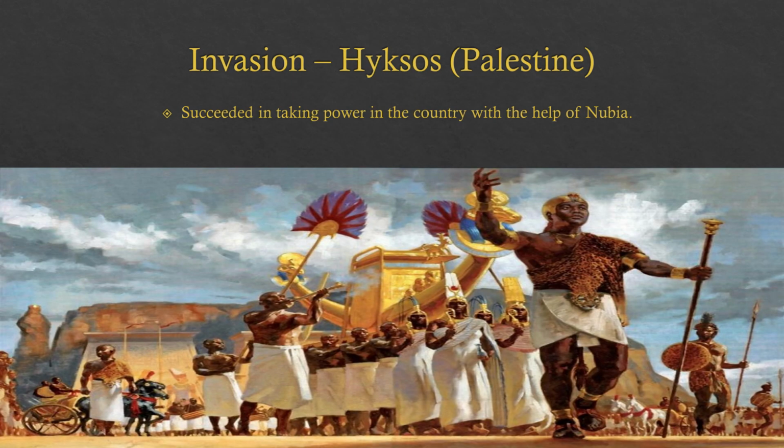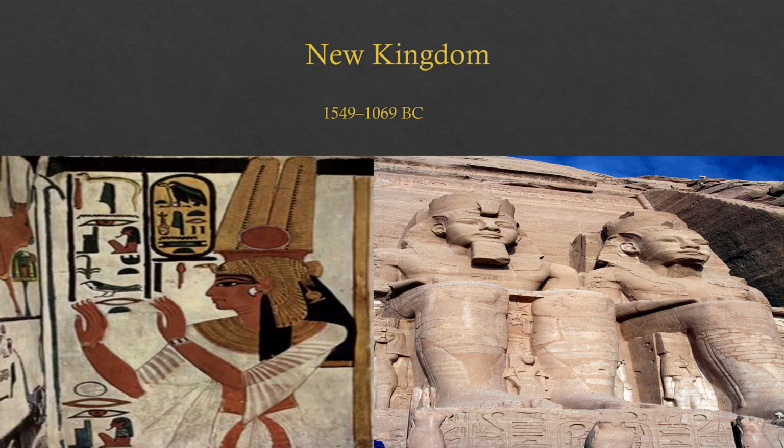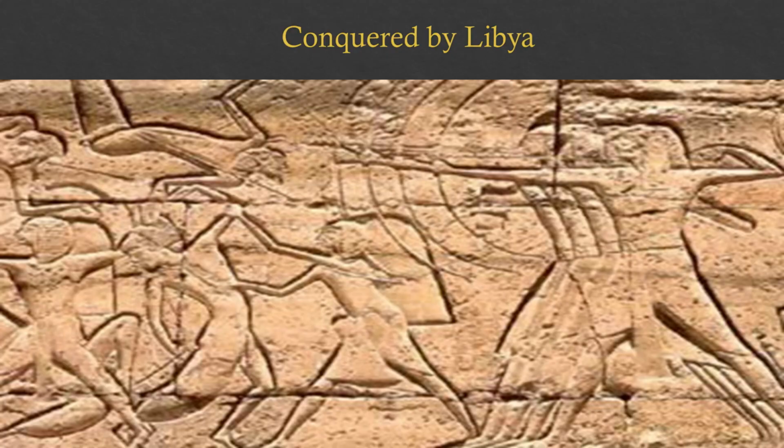But then they were invaded by Hyksos, a group of people that originated from Palestine. And they succeeded in taking power in Egypt with the help of Nubia, a country that's based in the lower regions of Egypt today. Then we have the so-called New Kingdom period in ancient Egypt's history, from 1549 BC to 1069 BC. Egypt was then conquered by Libya.